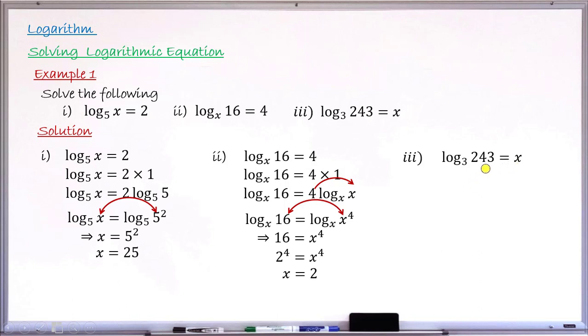So in an attempt to simplify this, I will now change this 243 to index form. That gives me 3 raised to the power of 5. And this 5 will now come here to multiply the log. So I'm going to have 5 log to base 3 of 3 equals my x, and this log to base 3 of 3 gives you 1. So you now have 5 multiplied by 1 equals x, and you now have just x equals 5. This is the solution to this equation also. Let me just move and take another example.